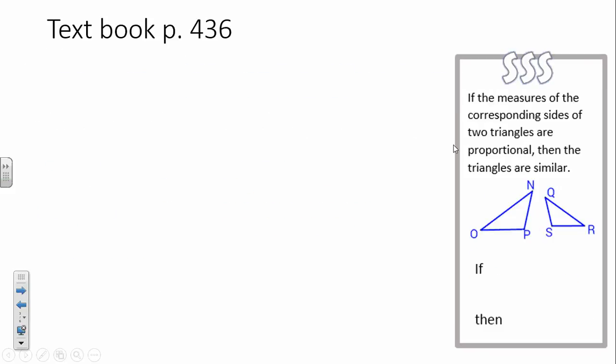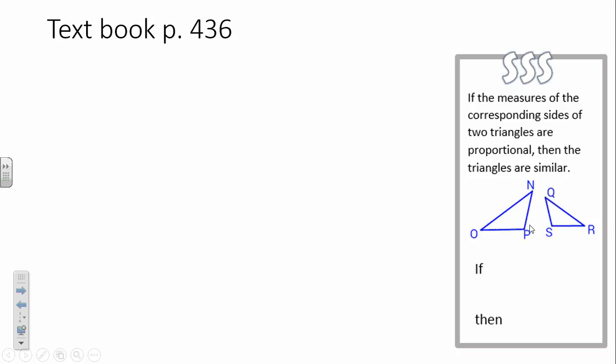What if we are shown sides and measures of sides and have to decide if those triangles are similar from that? Well, the side-side-side similarity theorem says that if the measures of corresponding sides of two triangles are proportional, then the triangles are going to be similar. Remember that proportional means that we can write them as fractions, and those fractions should be equal to each other.